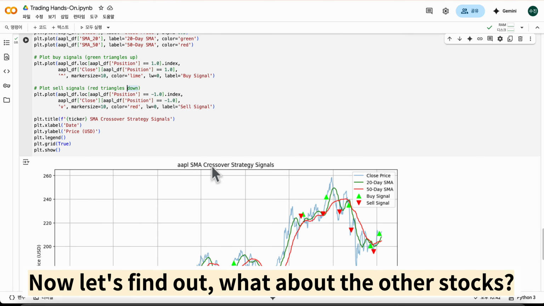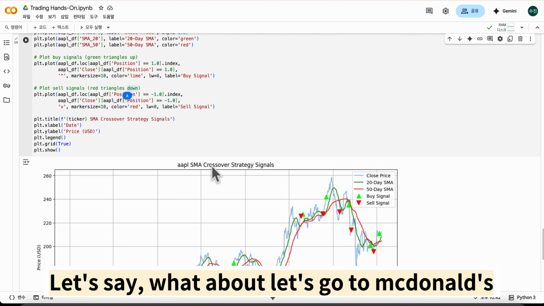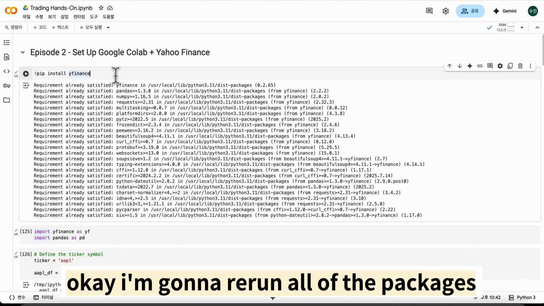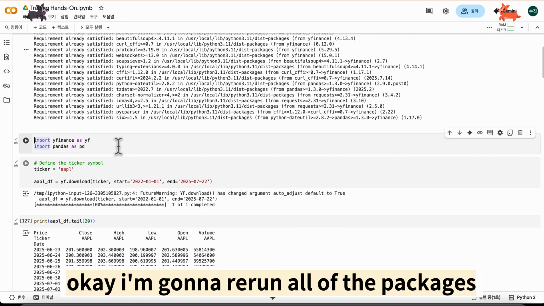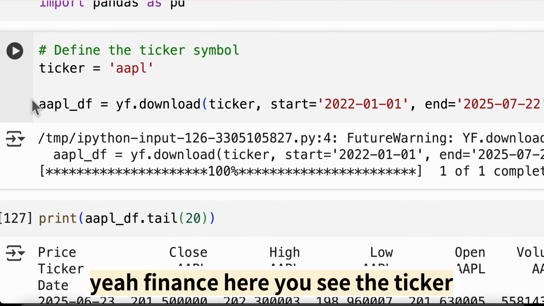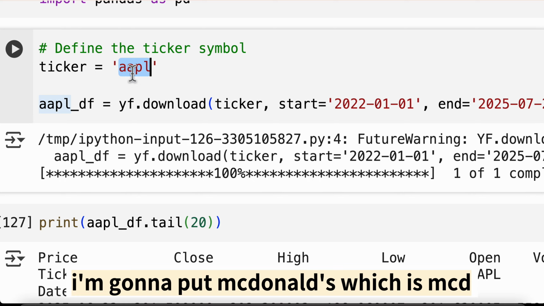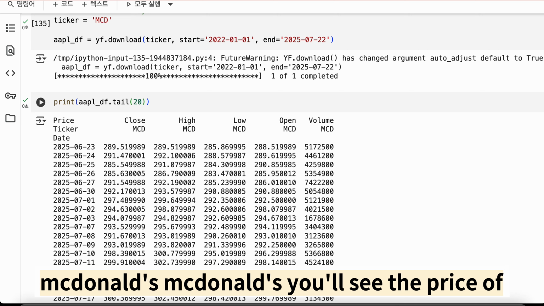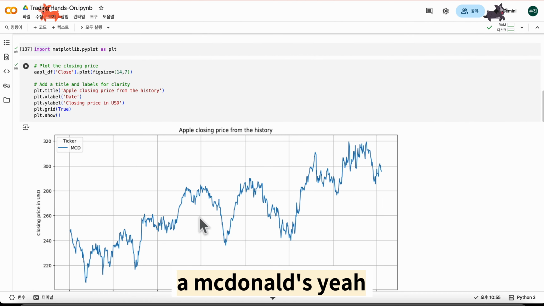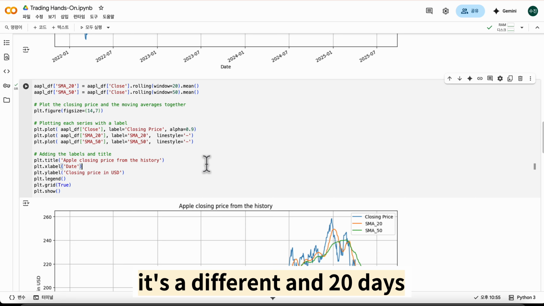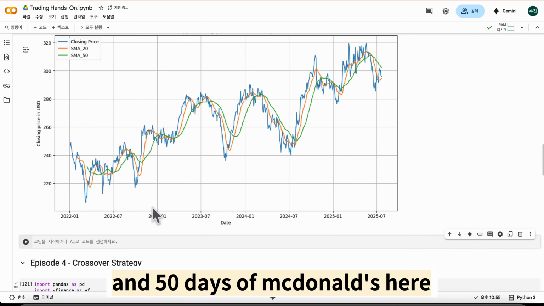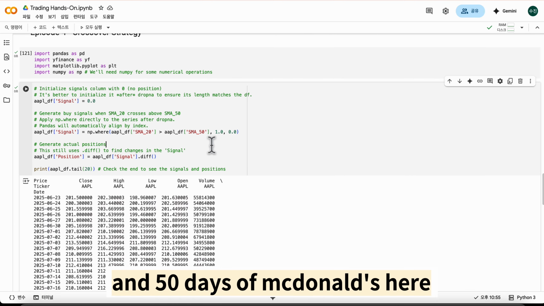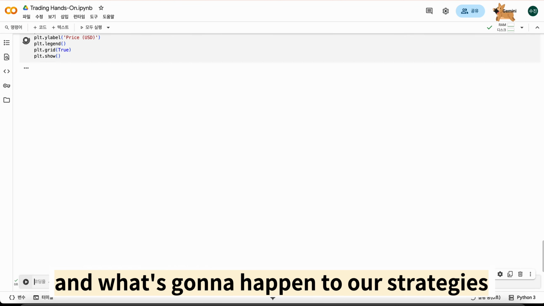Now let's find out, what about other stocks? Let's go to McDonald's. I just feel like McDonald's, okay? I'm going to rerun all of the packages. In the Yahoo Finance part, here you see the ticker. I'm going to put McDonald's, which is MCD. Everything stays the same. You'll see the price of McDonald's is different, and the 20 days and 50 days of McDonald's here. There we go. And what's going to happen to our strategy? Let's visualize it. There we go.